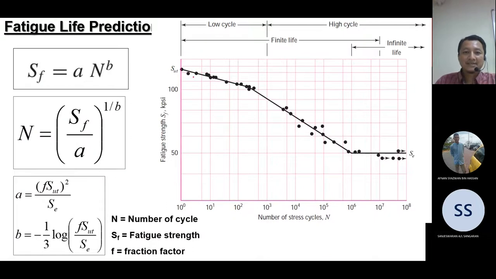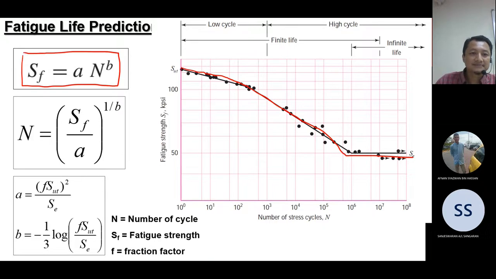So all these mathematical graphs and equation we can simplify them, and then we can use curve fitting. And the formula that we can use is something like this. SF ni adalah something called fatigue strength. A dan B ni dia punya constant lah.